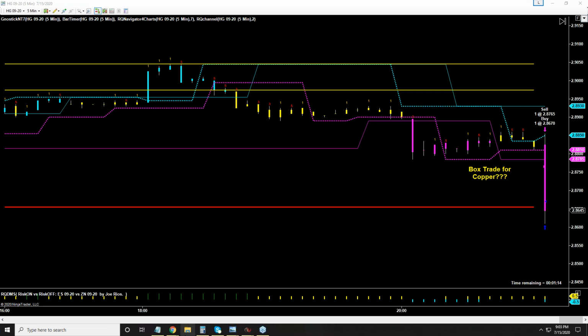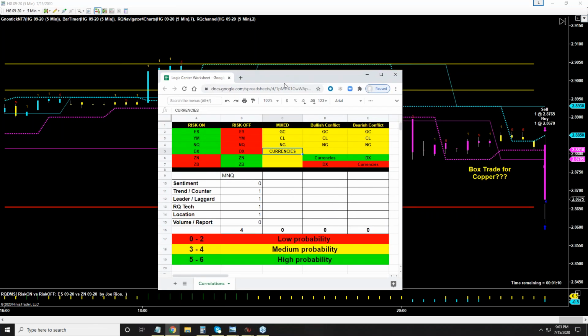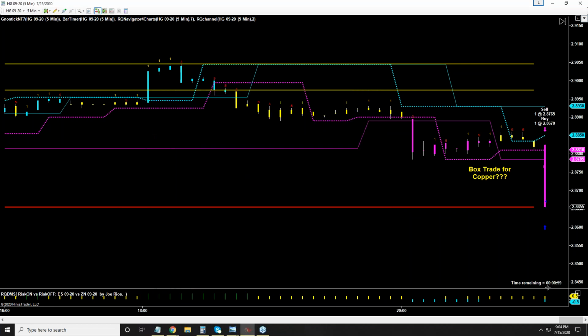And here's what Rick is asking about, guys. He's asking about this worksheet right here. In fact, let's do it. Let's talk about the logic for copper right now. This is one I did earlier for NASDAQ. So here we go. I'm going to try to see how many things are stacked up in my favor for a copper trade. What's the sentiment right now?